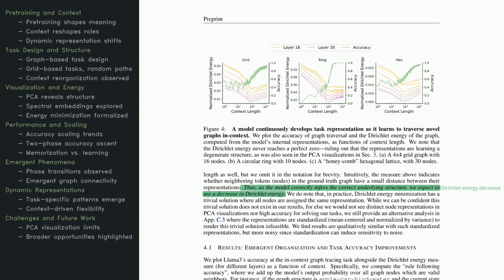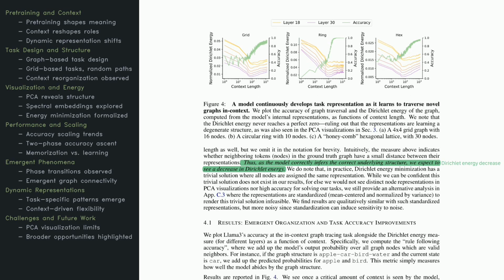They also point out that the energy never hits zero. Why not? Because if it did, that would mean the model is giving everything the same representation, which is a trivial and unhelpful solution. Instead, the model finds a sweet spot where it captures the structure without collapsing everything into a single cluster. This shows it's genuinely adapting, not just memorizing a simple pattern.